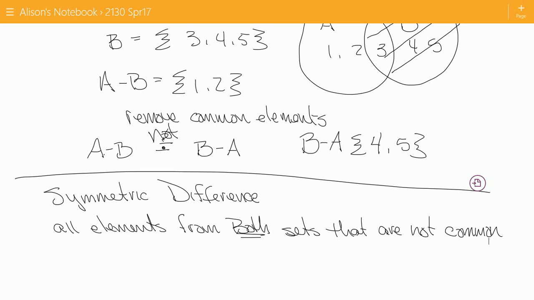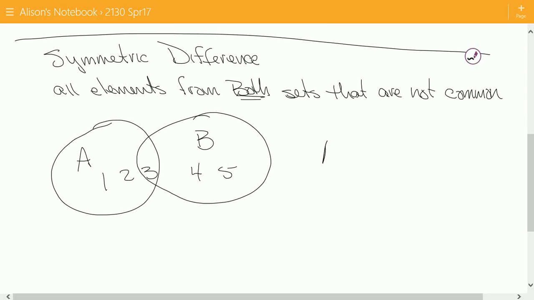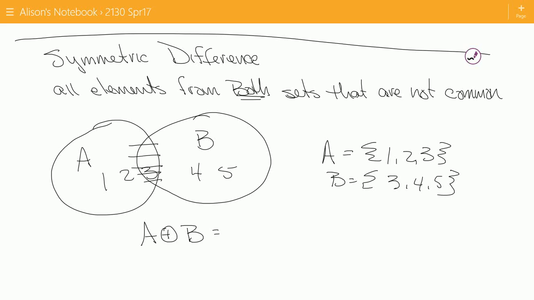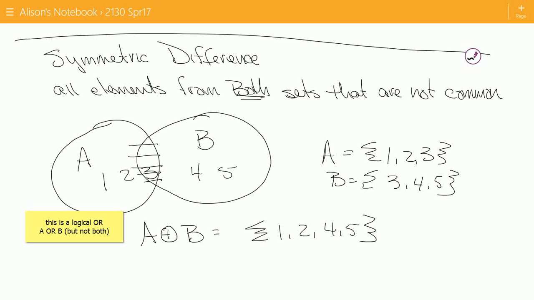So let's go back to our two original sets, A and B. If A contains 1, 2, and 3, and B contains 3, 4, and 5, A symmetric difference B, which is written with a plus sign and a circle around it, I'm going to start with the elements in both of them, and then I'm going to remove anything that is common between the two, which means that I'm going to have the 1 and 2. I'm going to skip the common element 3, and then I will end with 4 and 5.